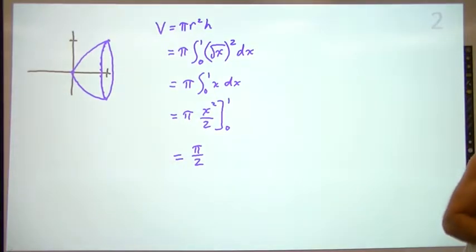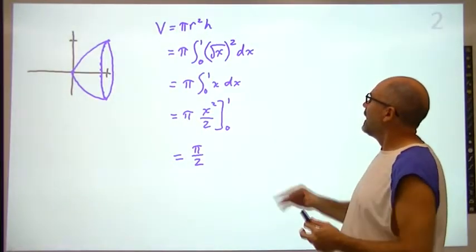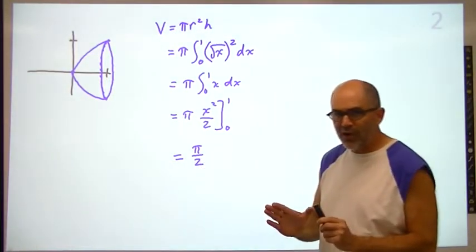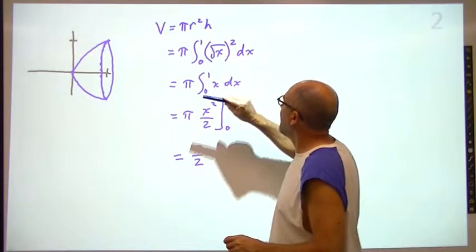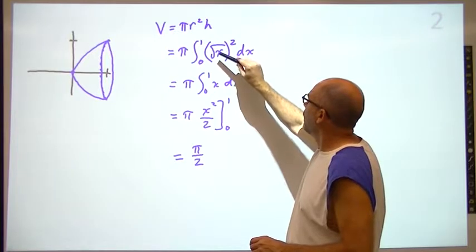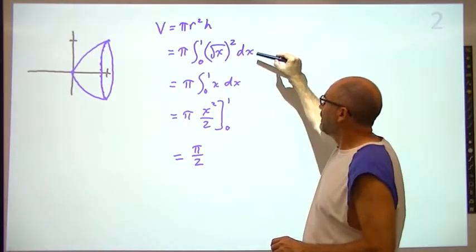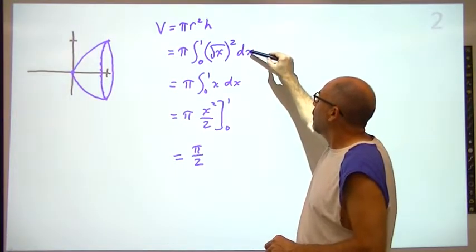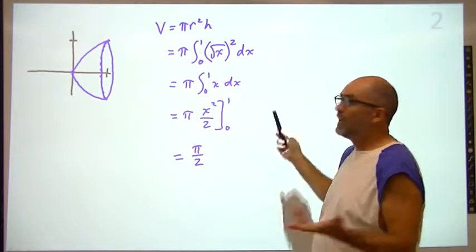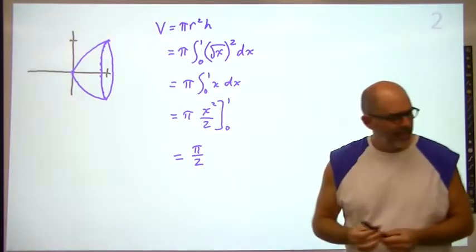Now, the key thing to realize is it's just like we were getting area, only now we're getting volume, so it's pi r squared h, but the r is going to be the function. And so you just plug it in here. The most difficult thing of these types of problems is setting it up. Once you have it set up, the integration is really easy. Okay, so let's do another one.